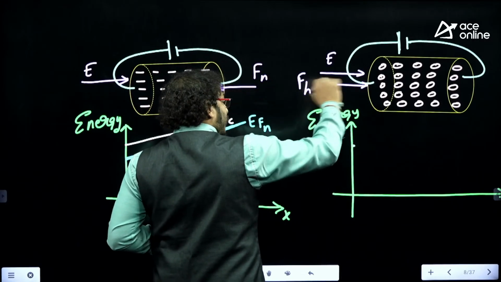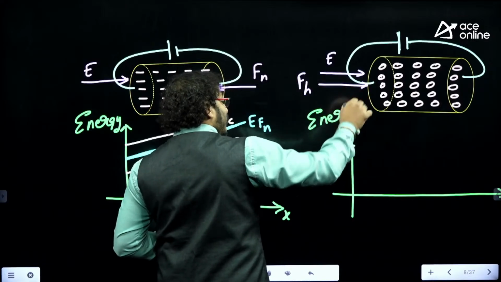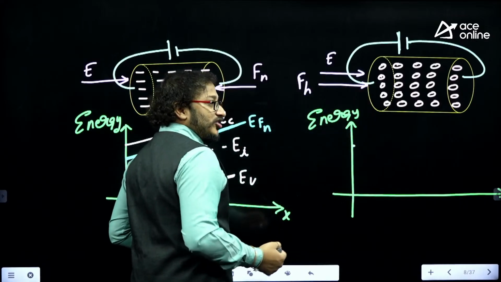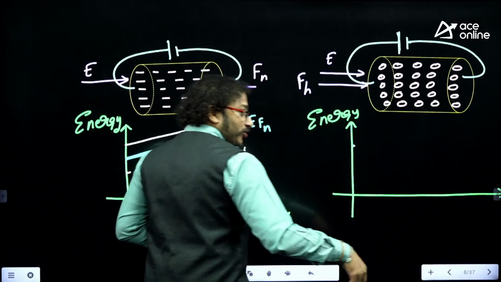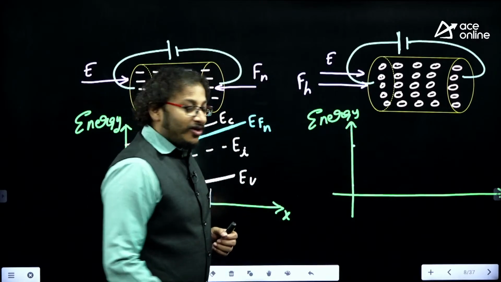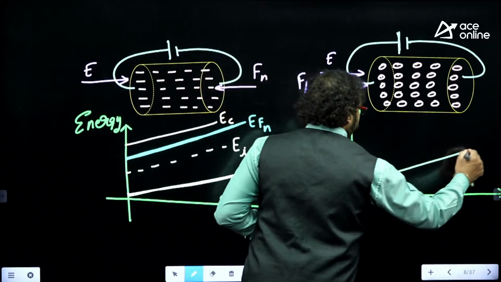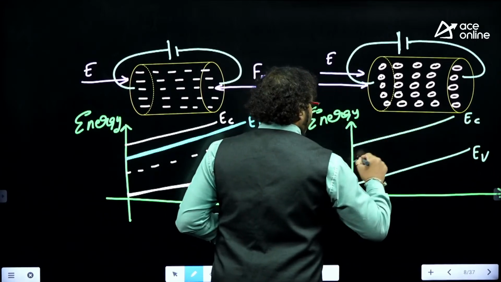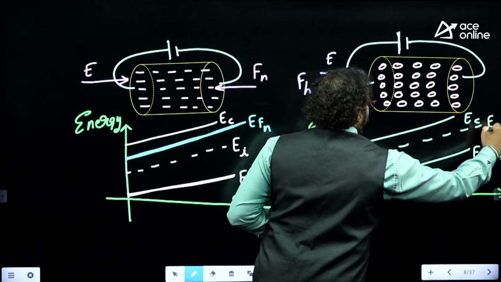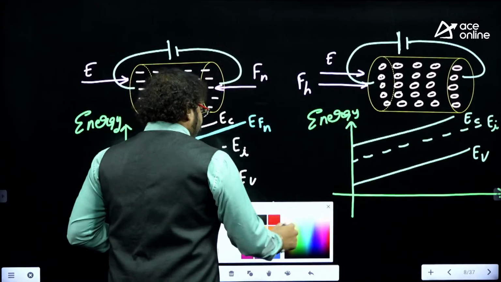Whenever force is high on the left side, holes will have high energy. If a hole has high energy, it should start from down, because moving towards the negative side, the hole's energy will be very high. So moving this way, this is EV. No doubt this should be EC, and this could be EI.